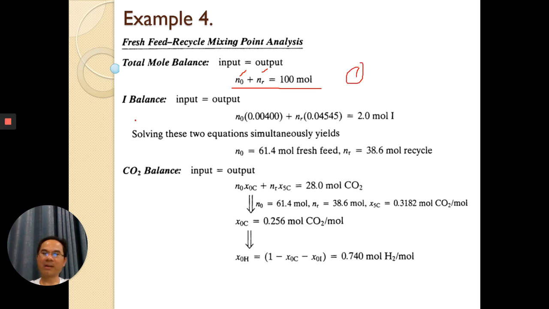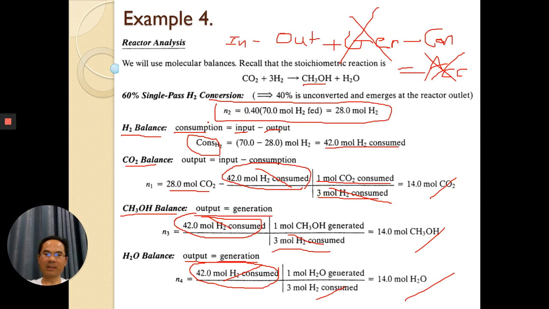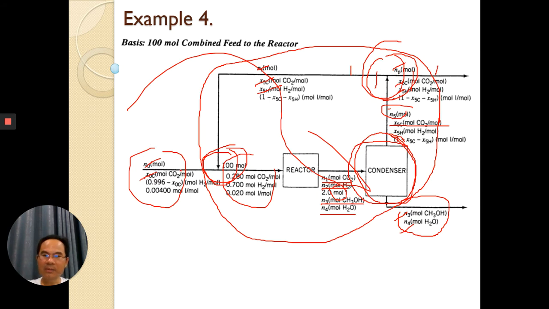And then you balance on inert. Also input equal to output, because at this point there is no reaction. No generation, no consumption, no accumulation. You get input equal to output. We have two terms for input of inert, based on feed: 0.004 multiplied by N0 plus 1 minus X phi C minus X phi S multiplied by Nr equal to 0.2 multiplied by 100. This is for the inert balance.